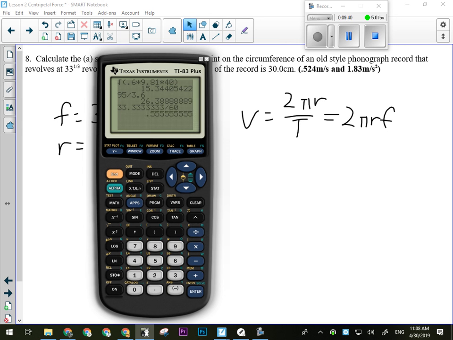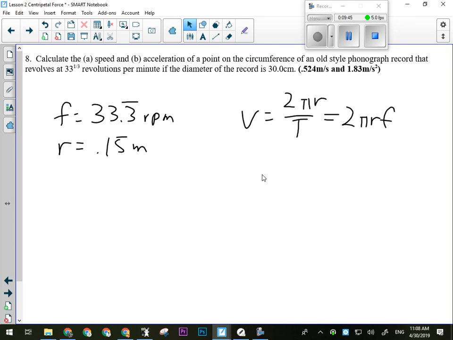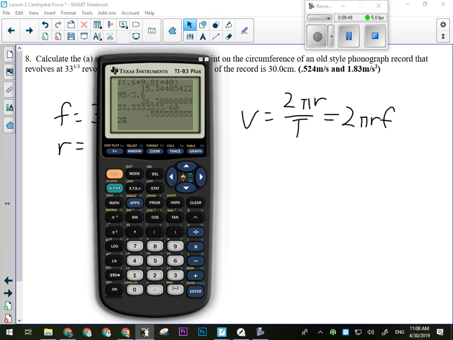All right, so there's our revolutions per second. Now that we have that, we can plug it into that formula there. So we'll have 2 times pi times 0.15, our radius, times our answer, the frequency, and then we get 0.524 meters per second.